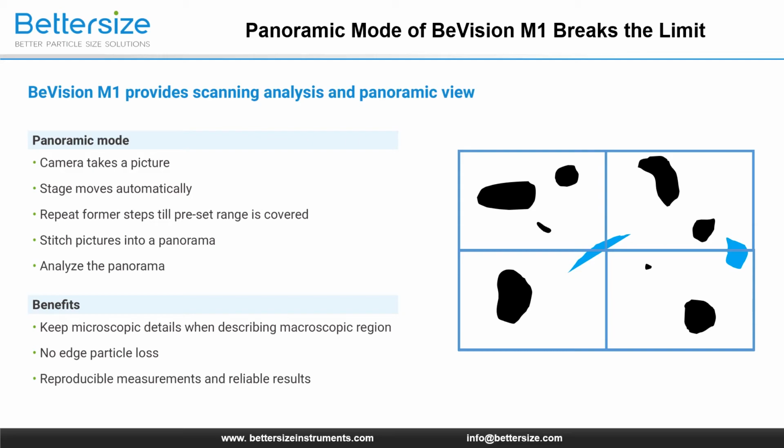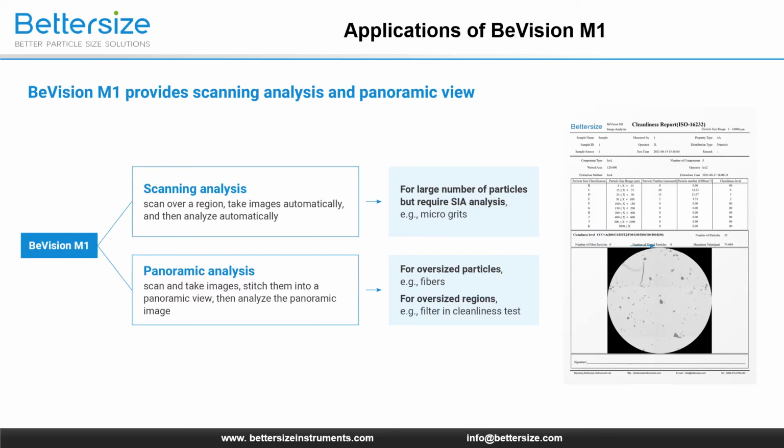Panoramas produced by the Bevision M1 record all particles dispersed in the millimeter level region and keep their shape details. A clear panorama helps to accurately count particles in the macro region and analyze the size and shape of particles without any leftovers. Thanks to two different modes, the Bevision M1 goes beyond the application potential of traditional static image analyzers.